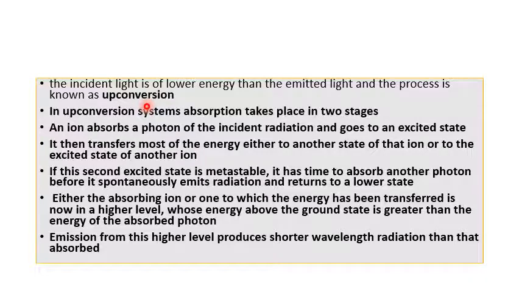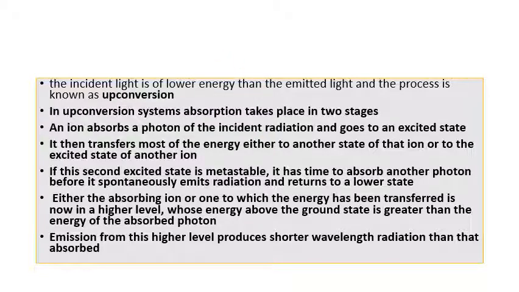But here is the case of upconversion. And what is upconversion? When the incident light is of lower energy and the emitted light is of high energy, this phenomenon is called upconversion. In this slide, it is explained how upconversion takes place. In an upconversion system, absorption takes place in two stages. An ion absorbs a photon of the incident radiation and goes to an excited state.